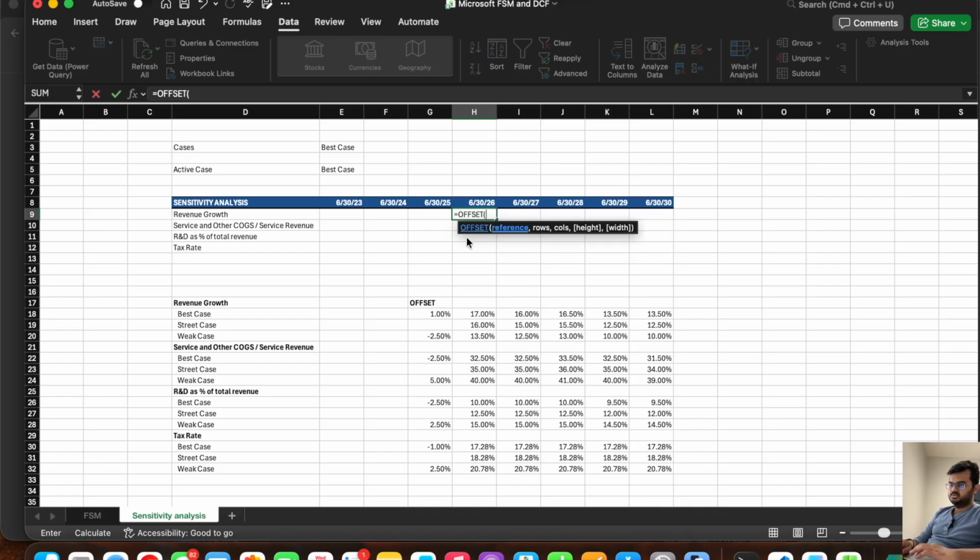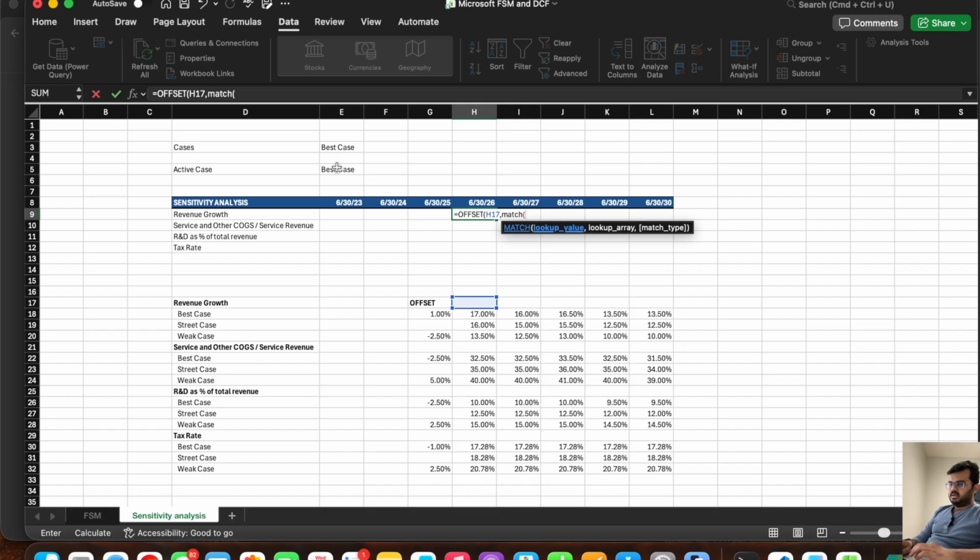You guys could have used it. Just give a reference from which reference you need to do, and then rows. Count how many rows you need to go down, and then similarly columns if you need to go across, but for this exercise I don't need to go to columns. So we'll do that. I'll take reference as this column and my row. Here, to make it even more simple, I'll just use another MATCH function to get the row.